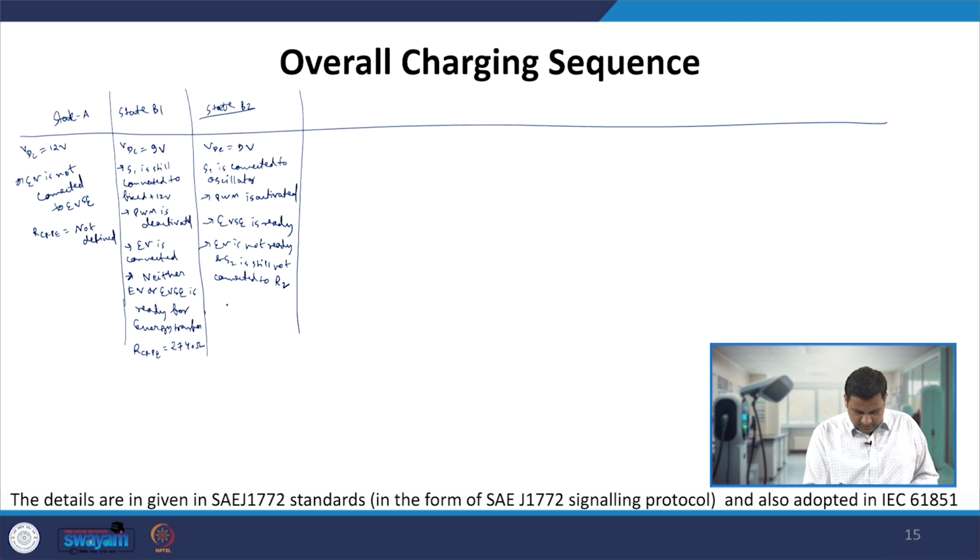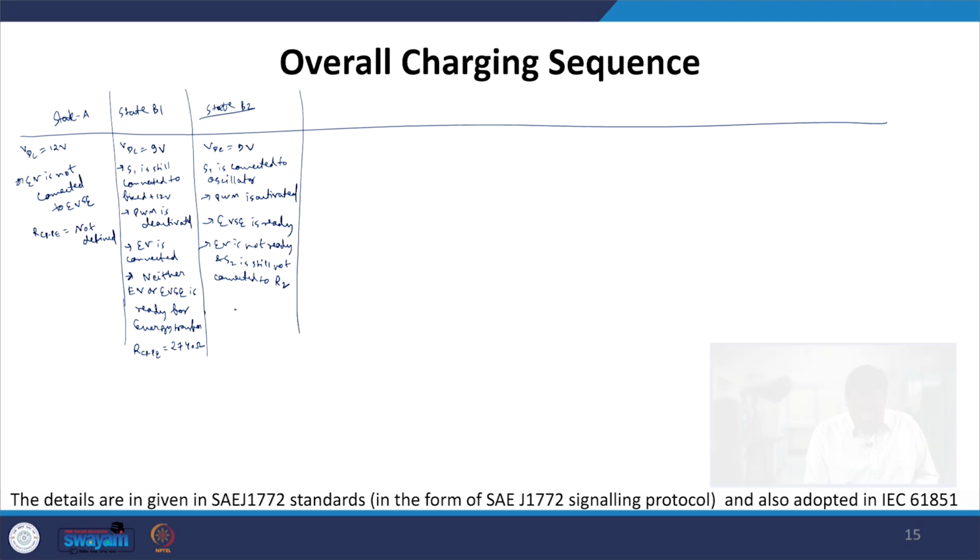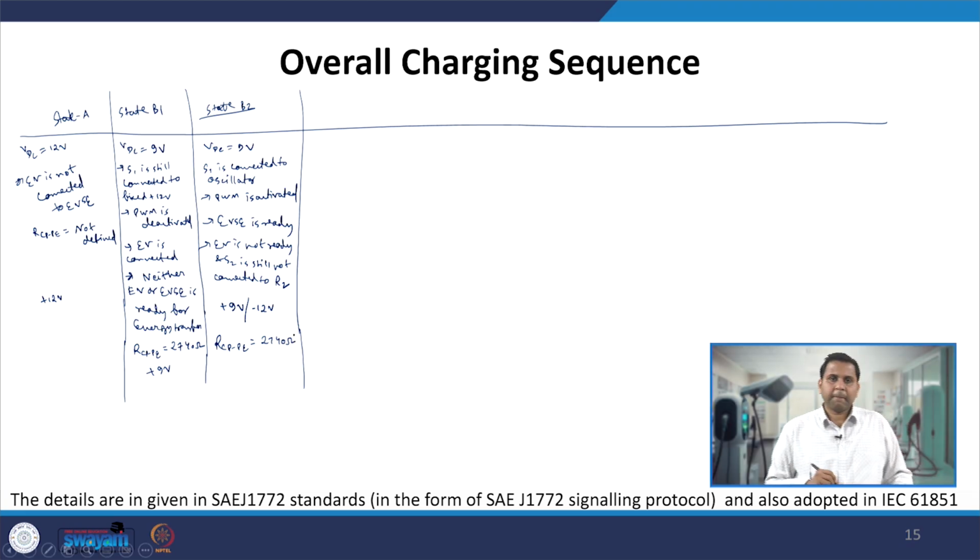And here the value we get is plus 9 volt, and on the negative side it is minus 12 volt. Earlier we were just having plus 12 volt because it was connected to a constant thing, so now it is just plus 9 volt. Here on the CP and protective earth we are getting plus 9 volt and minus 12 volt, and we can just write our CP and PE is equal to 2740 ohm, because still S2 is not connected to R2. Then comes our state C1.